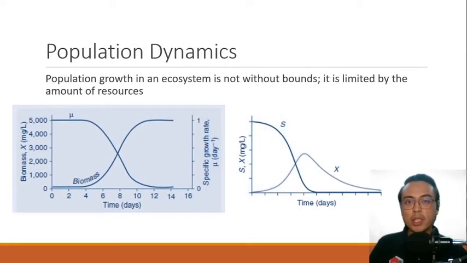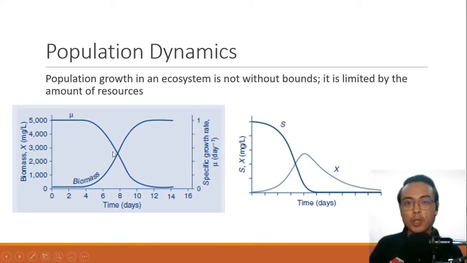With many species occupying a single ecosystem, we have to talk about population dynamics. Population dynamics pertains to how a population of a certain species grows and shrinks depending on the pressures exerted into it, both natural and artificial. The population growth in an ecosystem is not without bounds, as stated by our definition of the carrying capacity. Thus, it is limited by the amount of resources.